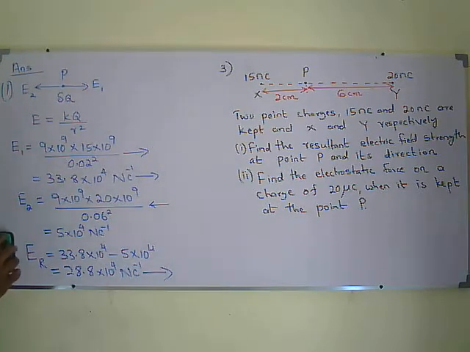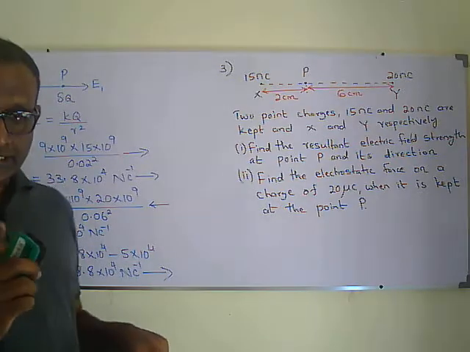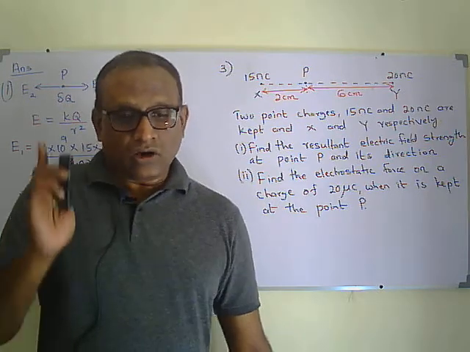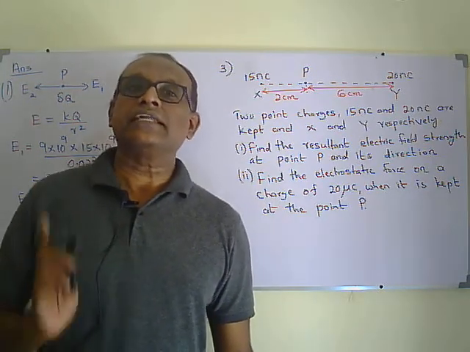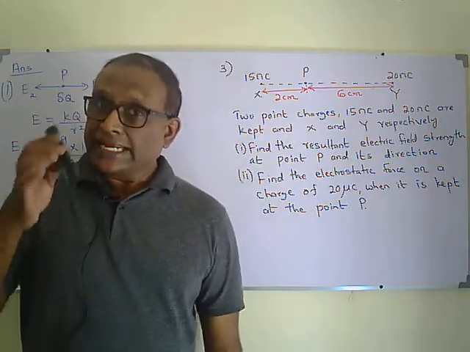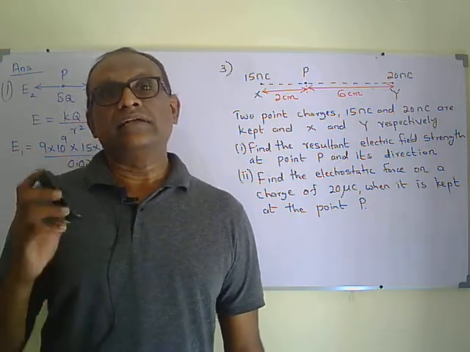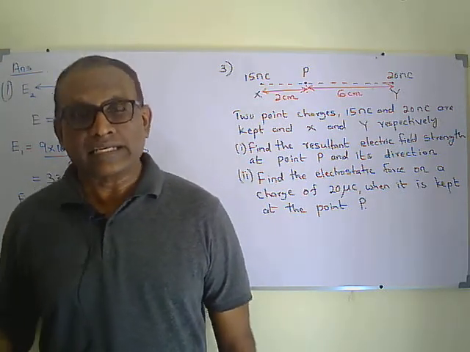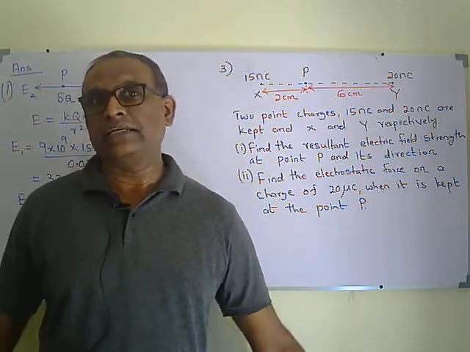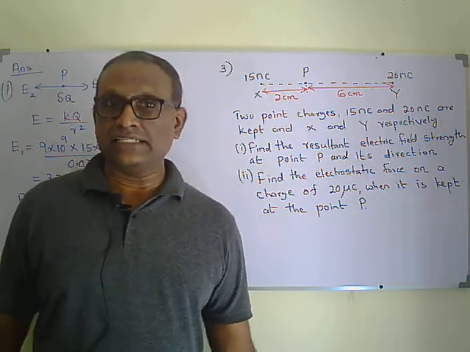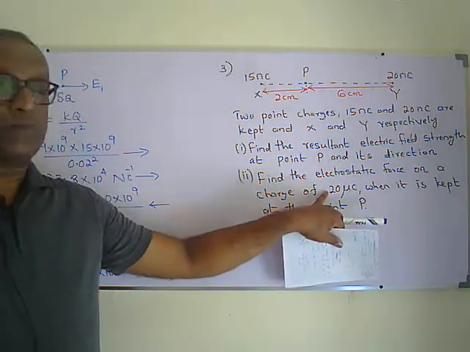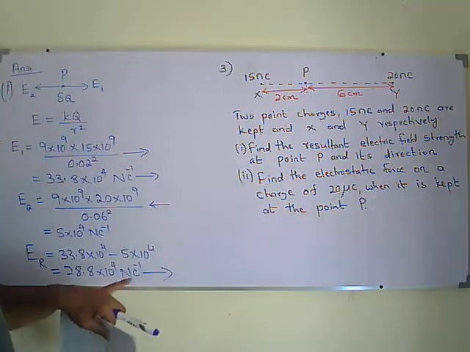If I keep a positive charge, it will experience the electrostatic force along the direction of the field line. Remember that electrostatic force on a positive charge will be along the direction of the electric field. If you keep a negative charge in an electric field, the direction of the electrostatic force acting on the negative charge will be opposite to the direction of the electric field strength. That will be the direction of force acting on a negatively charged particle. This is a positively charged particle, so the force will be along the same direction, towards right.